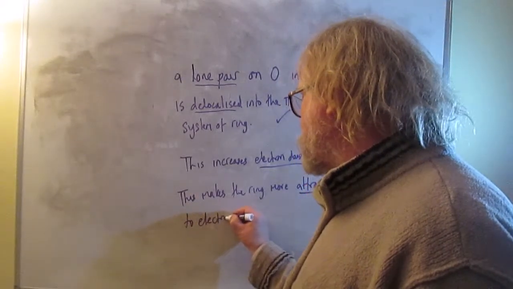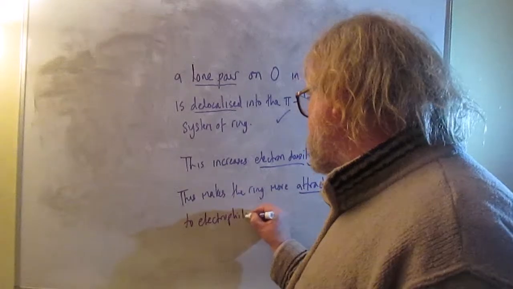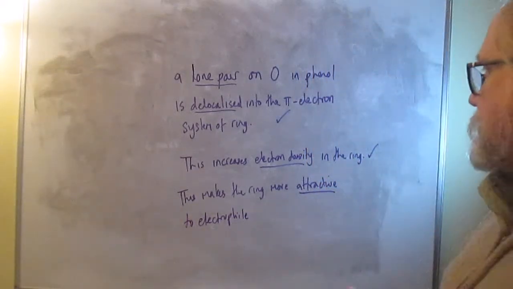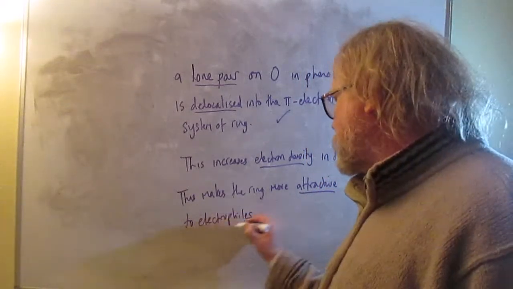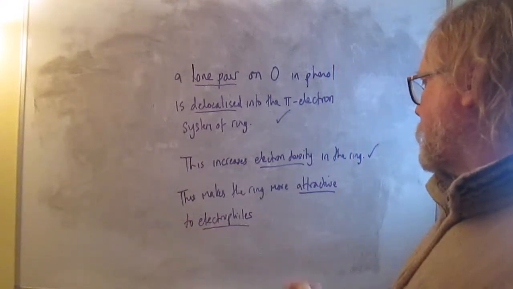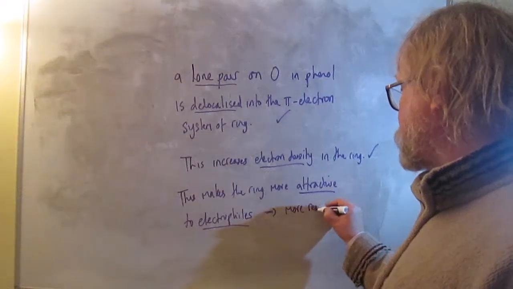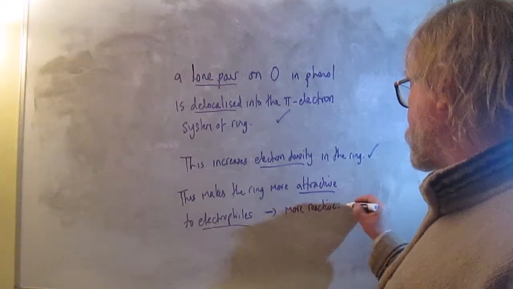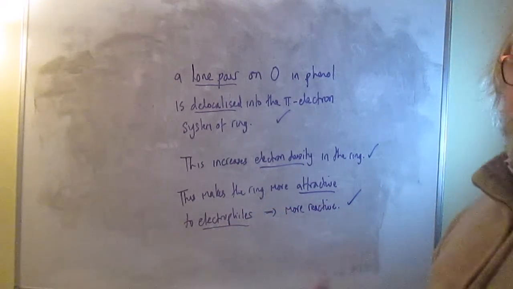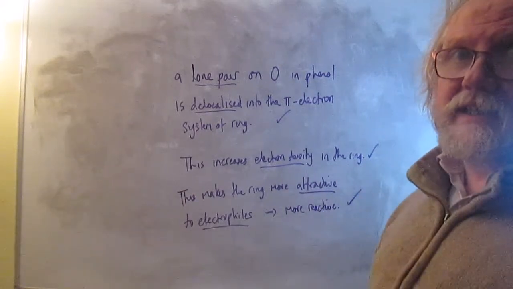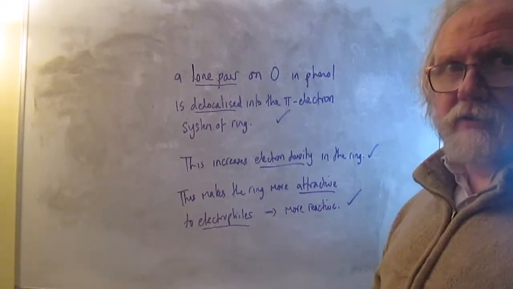So don't just say it's more reactive or reacts more easily. They want that idea of attraction. So more attractive to electrophiles, which means that it's more reactive. And that's all you need for the 3 marks. Okay, so if you've prepared that in advance, that's dead easy. Otherwise, very unlikely to get the right wording.